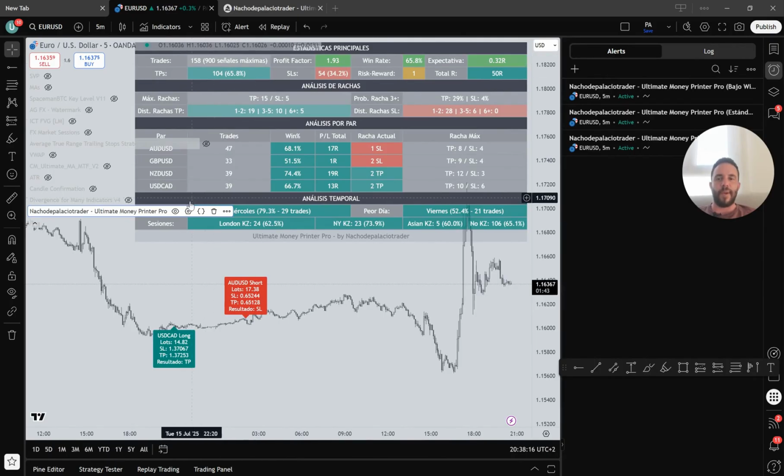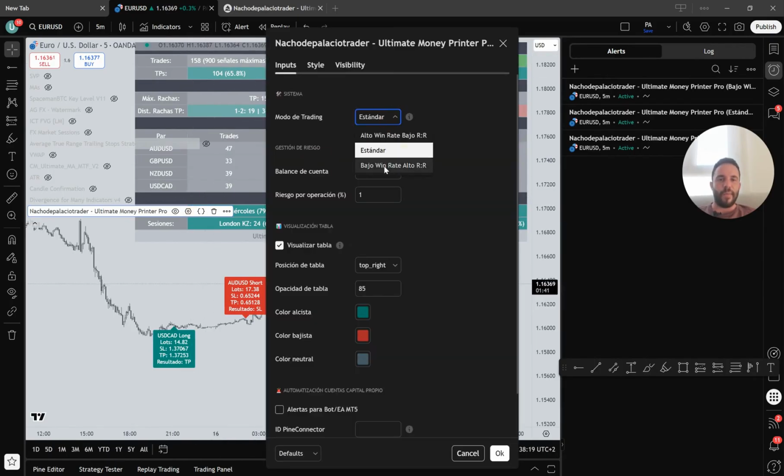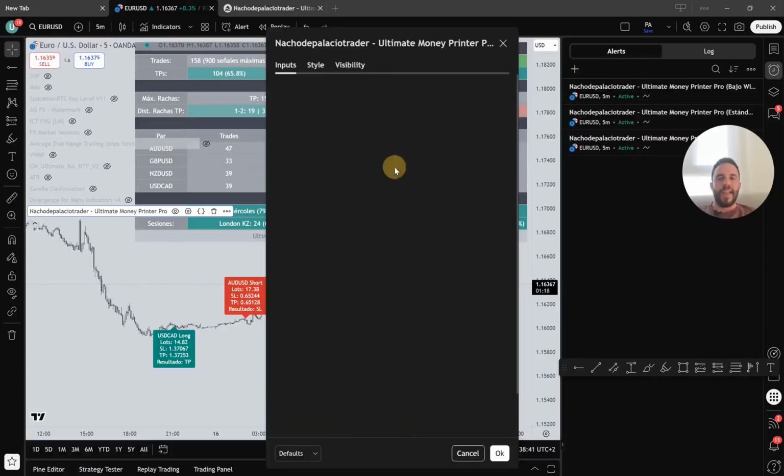For example, both the standard one and the one with a relatively low win rate and a high risk-reward ratio, these two distinct strategies generally generate approximately 30 signals per month, more or less, okay? 30-40 signals per month, between 30 and 40 approximately. Some months 45, some 20-something, okay? Just so you keep that in mind. And the high win rate, low risk-reward one might generate around 60 signals. It gives out a bit more, okay?